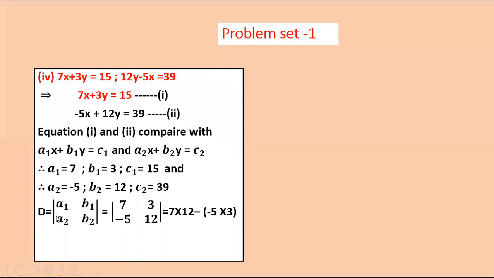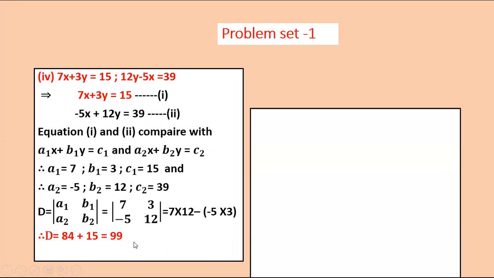The determinant D is equal to, in determinant, a1, a2, b1, b2. Therefore, a1 is equal to 7, a2 is equal to minus 5, b1 is equal to 3, b2 is equal to 12. To find the value of this determinant, 12 multiply 7 minus (minus 5) multiply 3. Then we get 12 into 7 is 84, minus minus is plus 15, which is equal to 99.